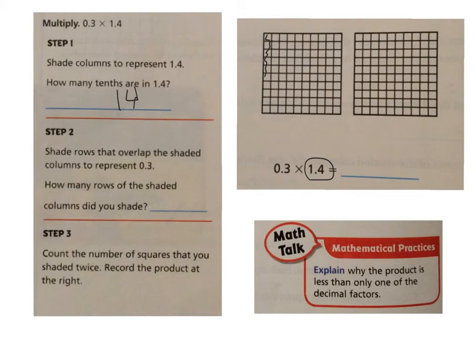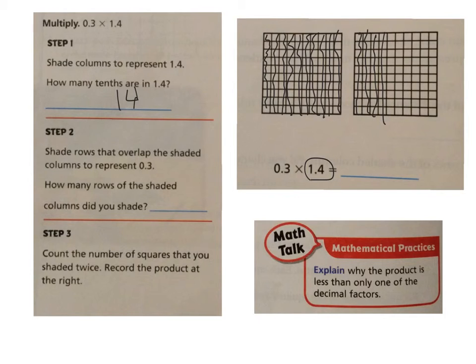Like this. 1, 2, 3, 4, 5, 6, 7, 8, 9, 10. Even though you're coloring the whole box, make sure you're coloring up and down so you can tell which ones you did up and down and which ones you did across, okay? 1, 2, 3, 4. Now I've shaded in 14 tenths.